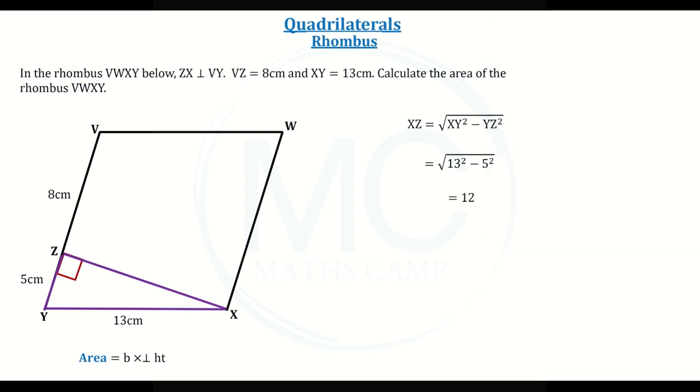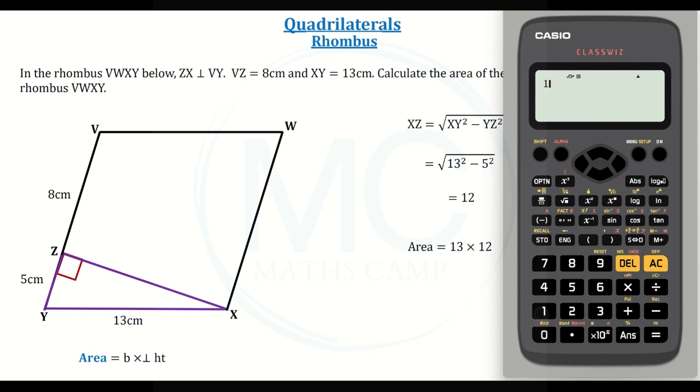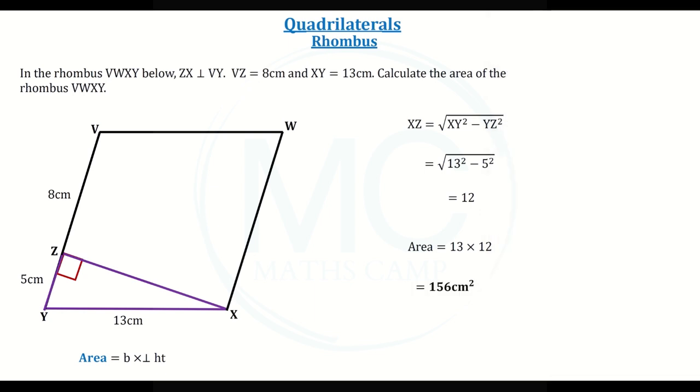Now we have a base of 13 centimeters and a perpendicular height that we just found to be 12 centimeters. So now we can find the area of the rhombus. We can say area is equal to the length of the base, 13, multiplied by the perpendicular height, 12. Now let's take our calculator and we say 13 multiplied by 12 gives us 156. So the area of the rhombus is 156 centimeters squared.